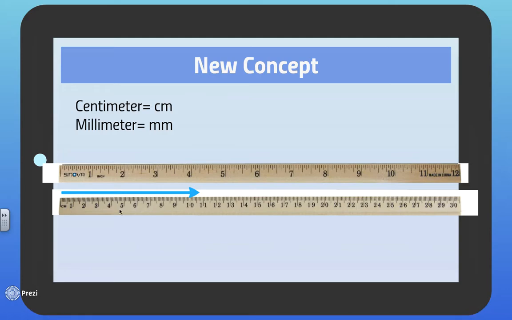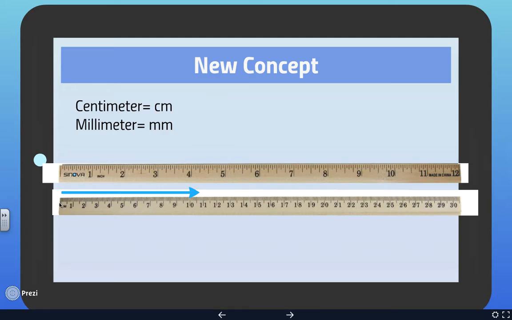And you'll notice you could count the little lines in between the ones. Say you start at 2, and then we go 1, 2, 3, and all the way to 10, which would go to the 3. There are 10 lines in between, so each metric ruler is divided by tens.